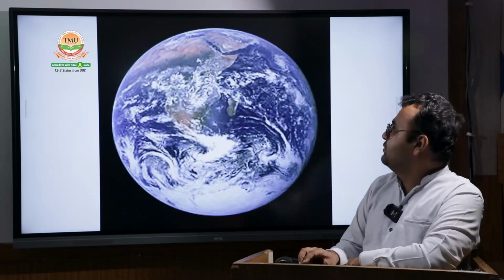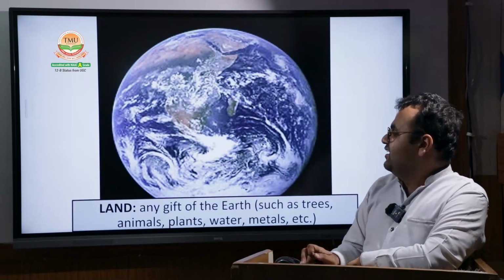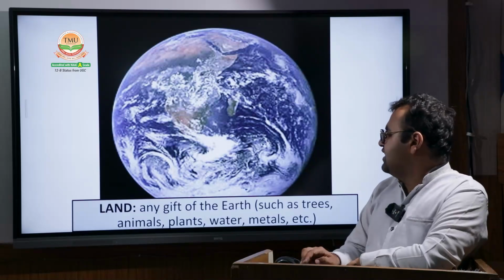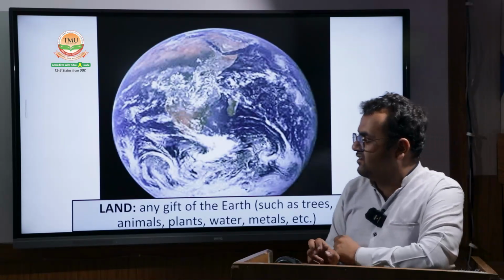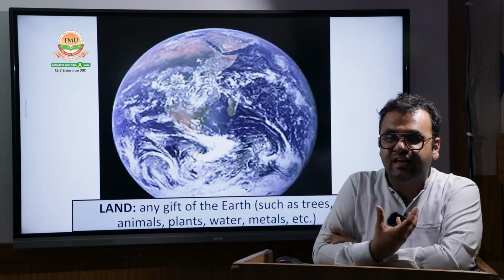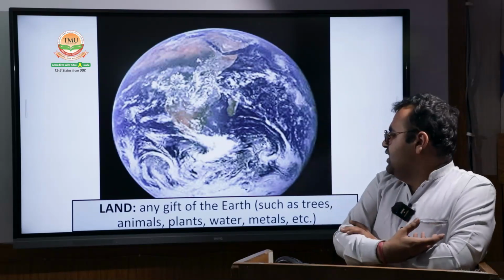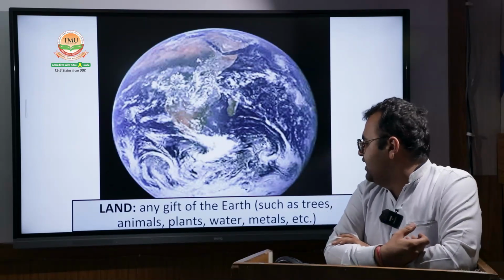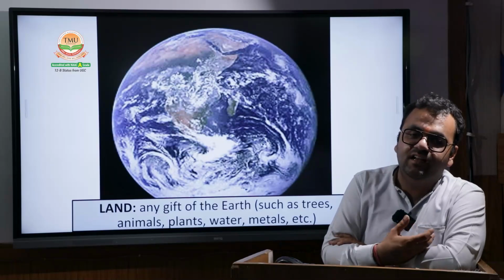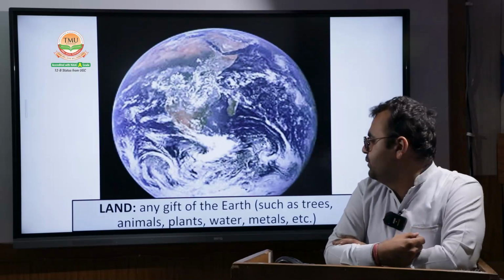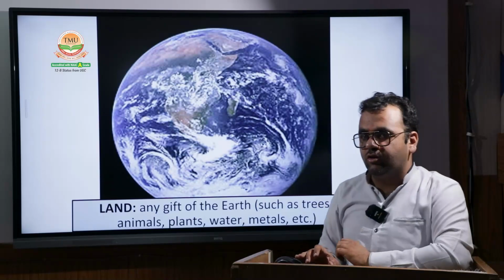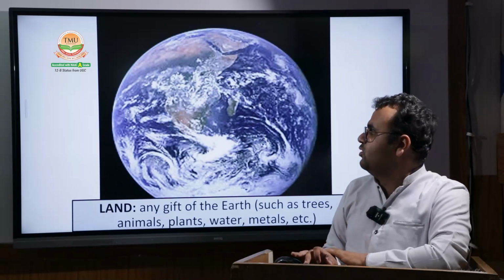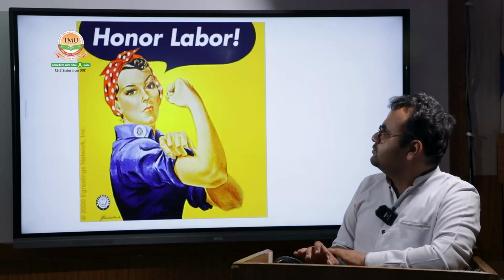This is the whole earth. Land is any gift of the earth such as trees, animals, plants, water, metals, etc. What is land? It is a gift by nature in which trees, animals, plants, water and metals are present. Trees are present, animals are present, plants are present, water is present. The gift of these natural things is known as land.